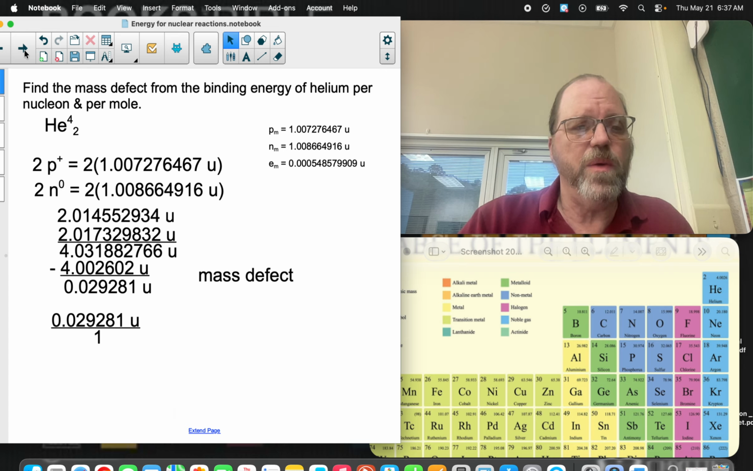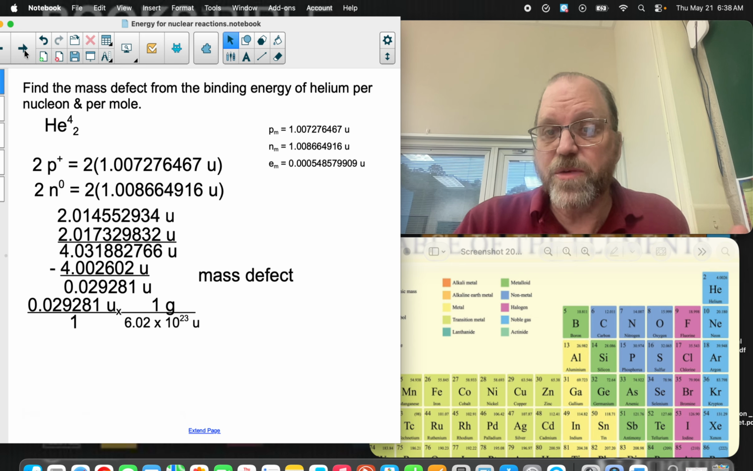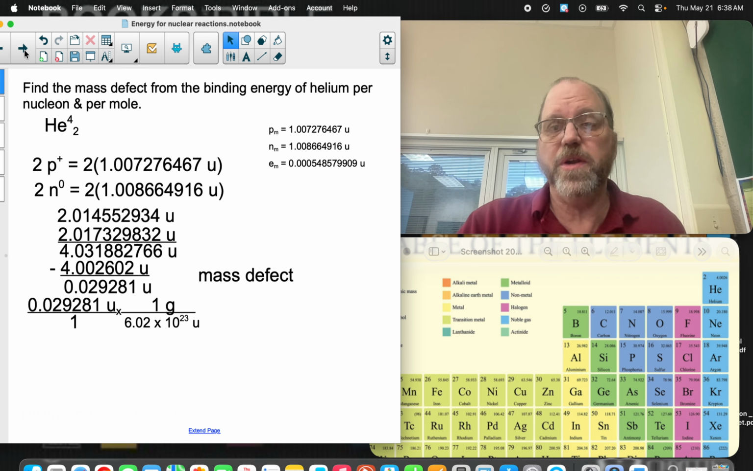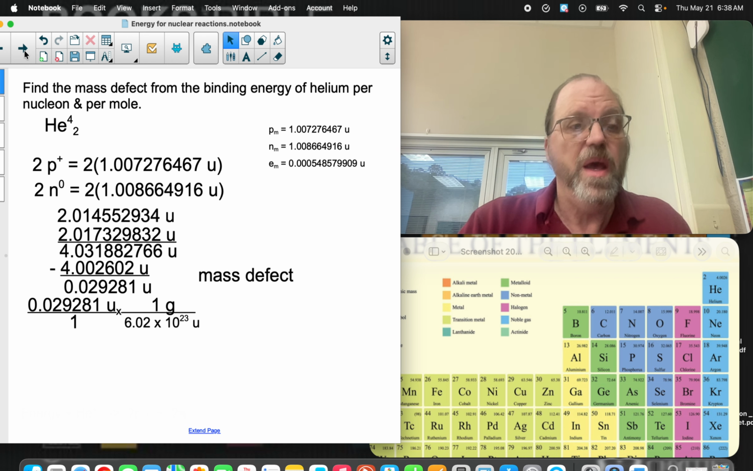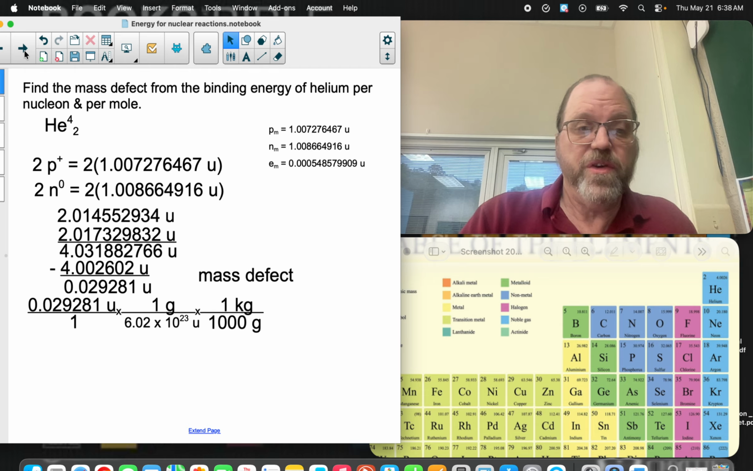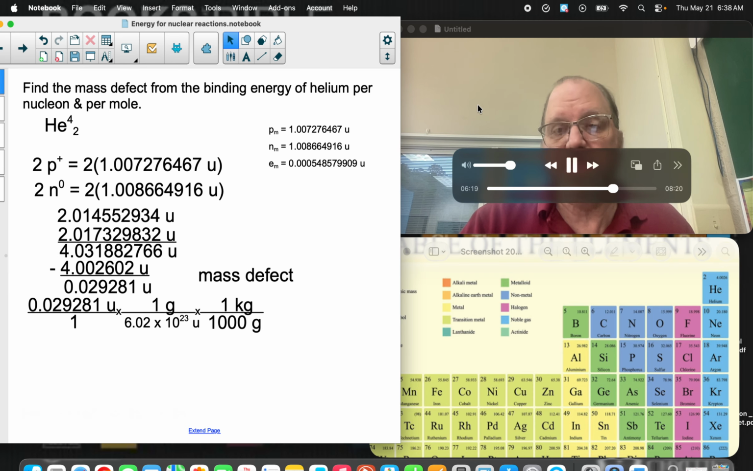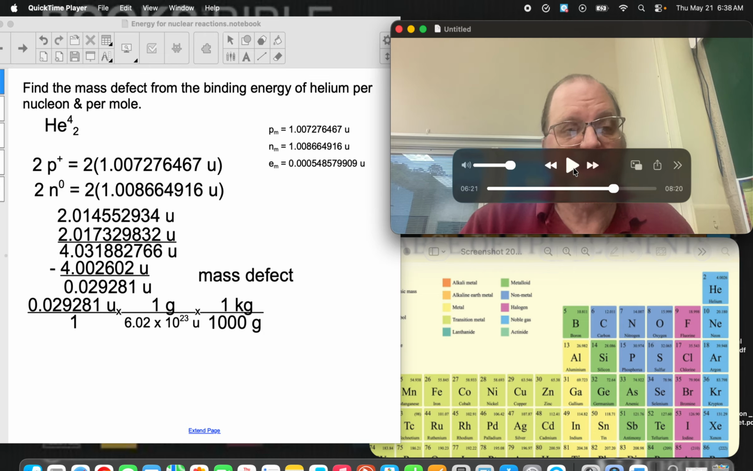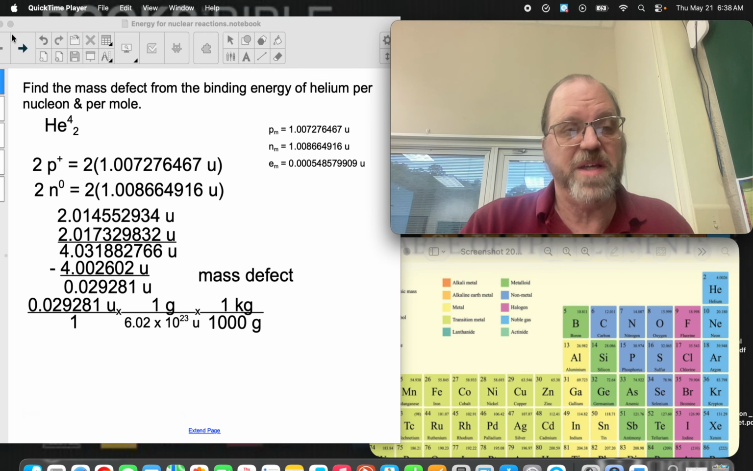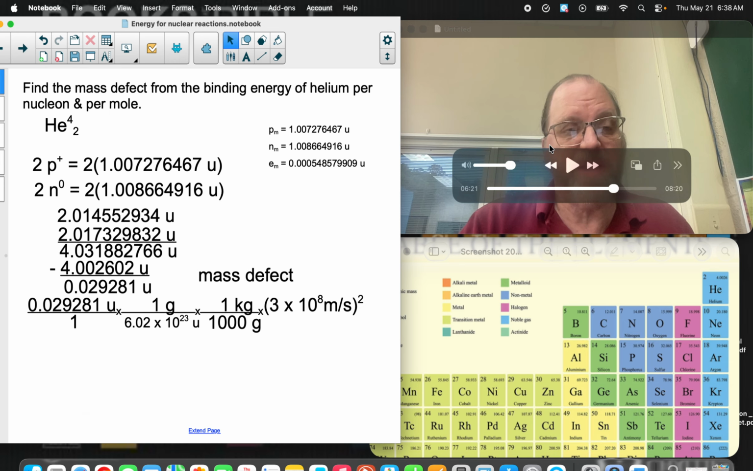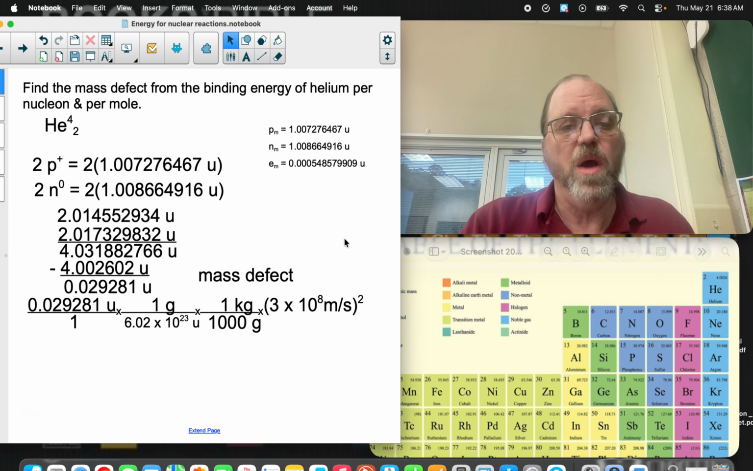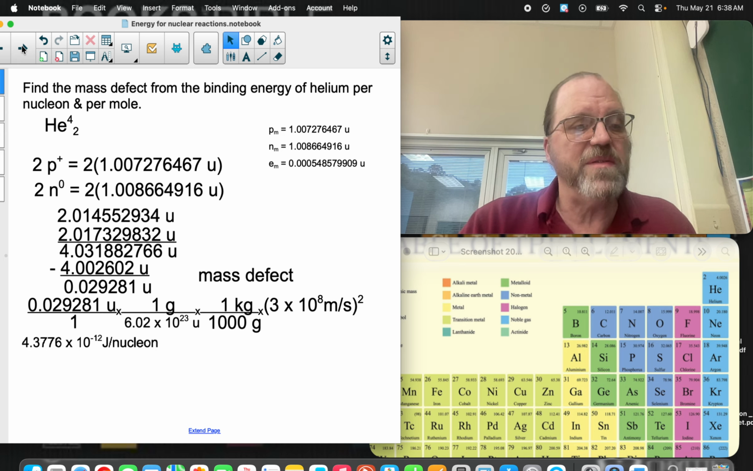So we're going to take our value and use Avogadro's number. So 1 gram of it is 6.02 times 10 to the 23rd U's. All right, now we got to convert to kilograms. It's 1,000 grams. Sorry about that. And then using the speed of light squared, multiply by 3 times 10 to the 8th squared. When you take all those values, multiply them together, and divide through, we're going to get 4.3776 times 10 to the minus 12 joules per nucleus.